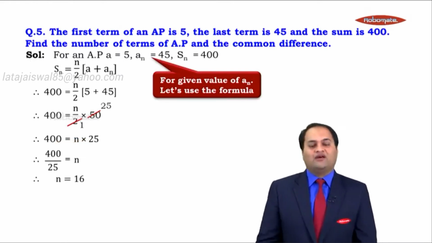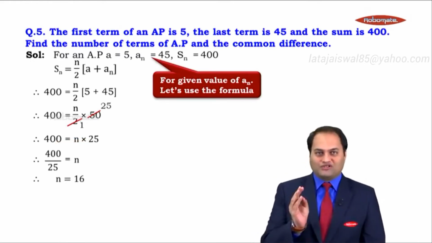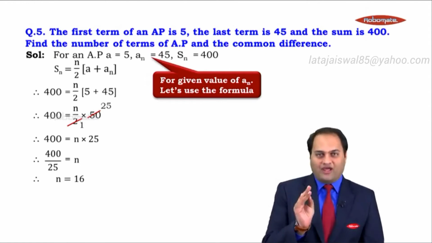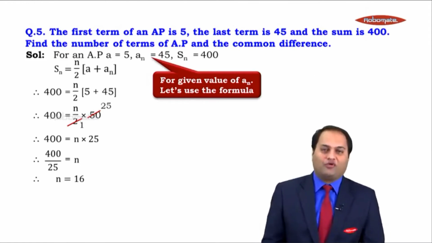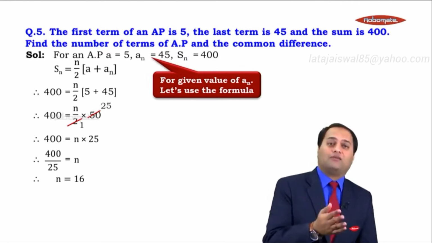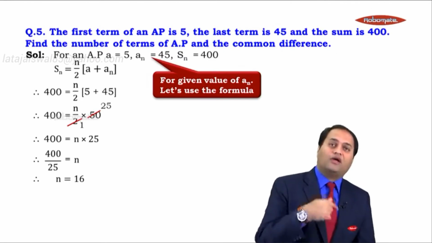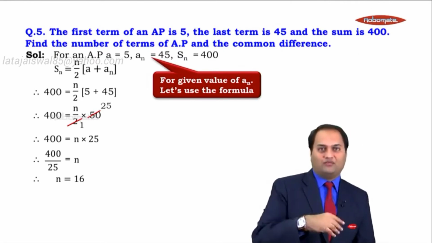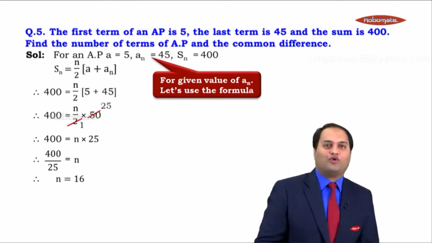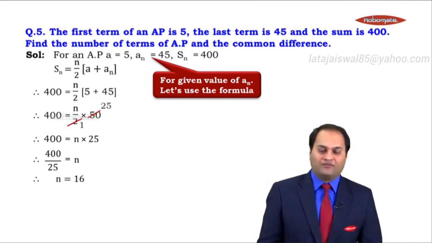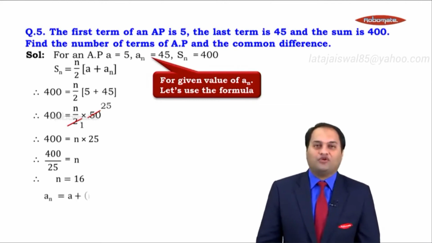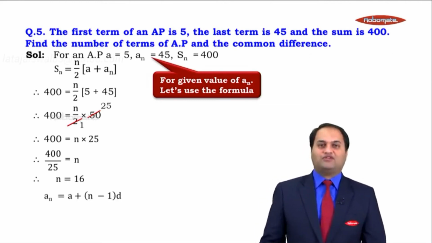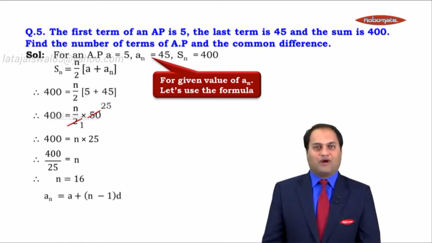Now to find D, we can use the AN formula because now we know AN, we know A, we know N. We can easily find out D by the AN formula because the SN formula will again become lengthy, since the SN formula involving D is quite big. SN is equal to N upon 2 into 2A plus N minus 1 into D. So their calculations will become a bit of a problem. So it's simpler to use the AN formula to find D. So let's use AN is equal to A plus N minus 1 into D.